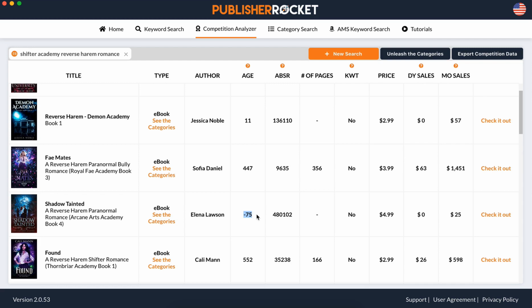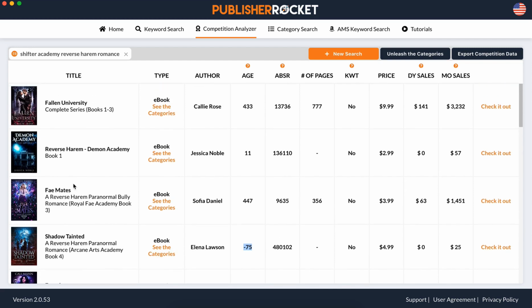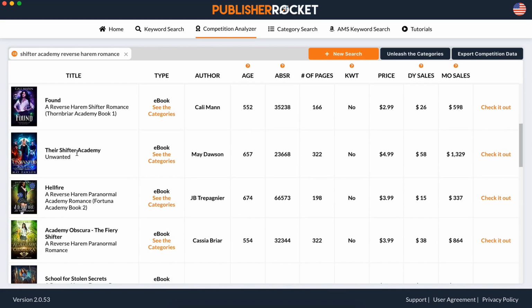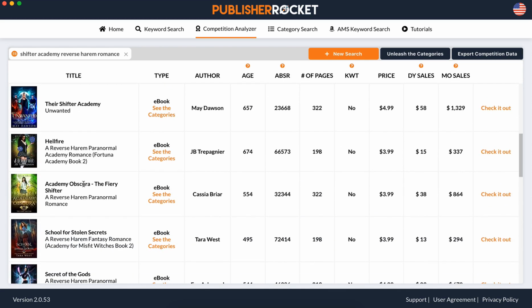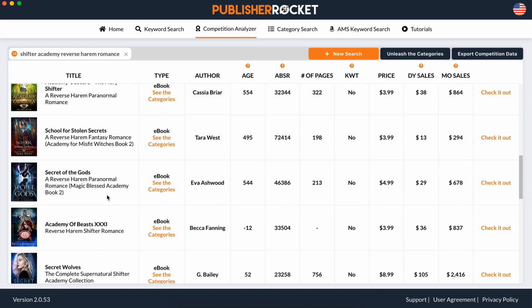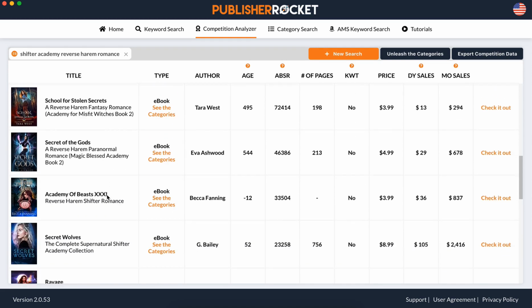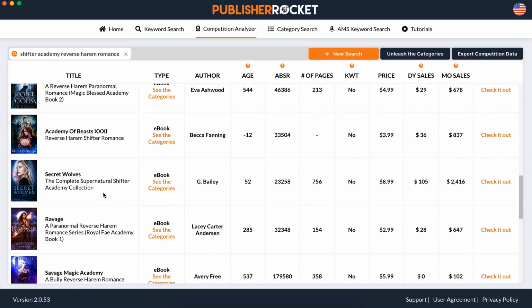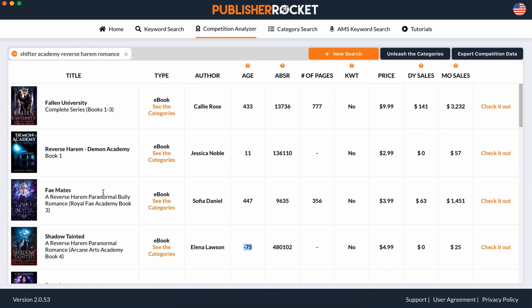So you can see this. You can see Fae Mates, and there's all different ones. You can see not all of these are Shifter Academy. Some of them have a fairy, some of them are demons, some of them, I don't know, shadow tainted, that could be anything. There's Shifter Academy, The Fiery Shifter, a School for Stolen Secrets, Academy for Misfit Witches. These don't all fit neatly into the same sub-genre, but they're all reverse harem, shifter, academy romances. That's the common thread.